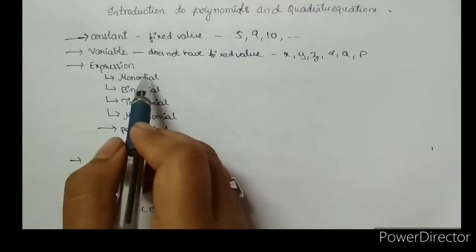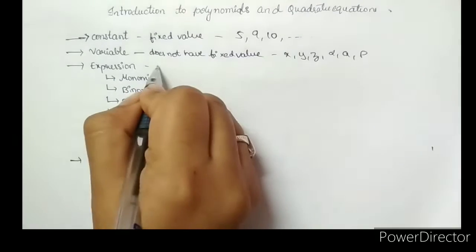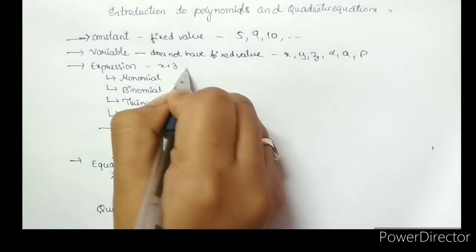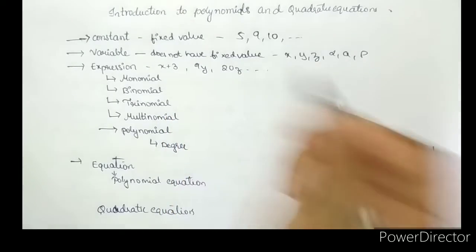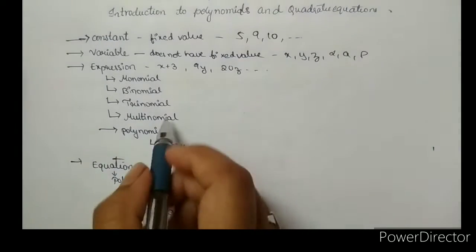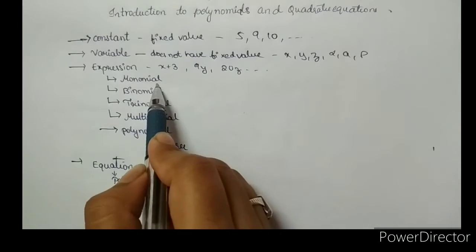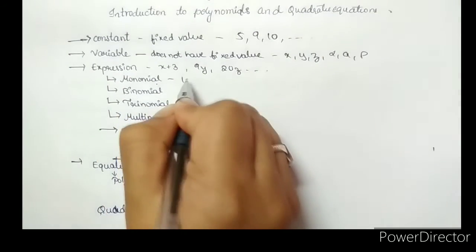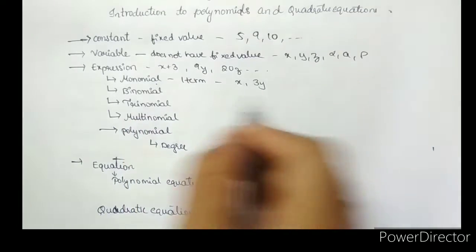So let's see what is an expression. It's a combination of a constant and a variable. It's like x plus 3, 9y, 20z and so on. So these are called expressions. Now let's see what is a monomial. A monomial is an expression in which we have only one term, like x, 3y, something like this.